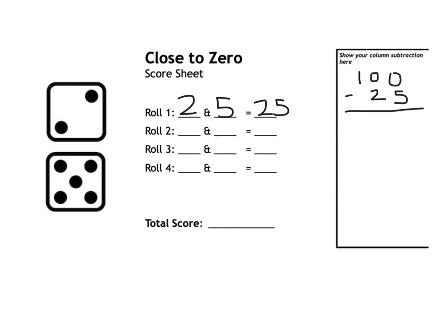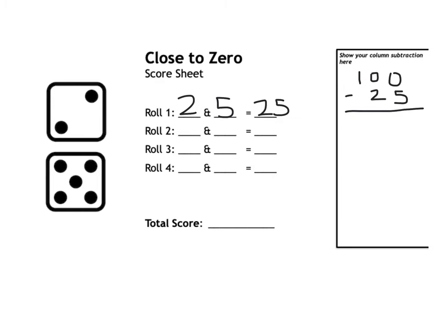Now with my column subtraction, to do this, I start with the ones column, and it says for me to go 0, take away 5. Now I can't do that because if I've got 0 things, I can't take 5 away. So I'm going to have a look at my tens column and see if I can borrow something from the tens column. But the tens column is also a 0, so I can't use that. So I'm going to go back to my next column, my hundreds column, and see if I can borrow from there. So I can see that there's a 1 in the hundreds column.